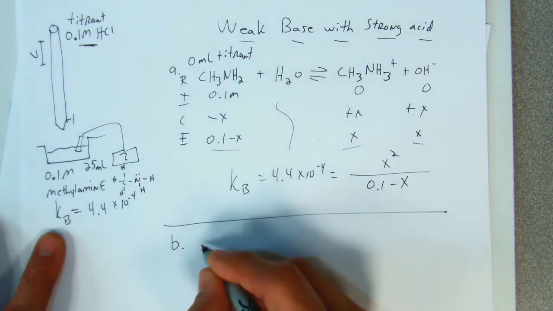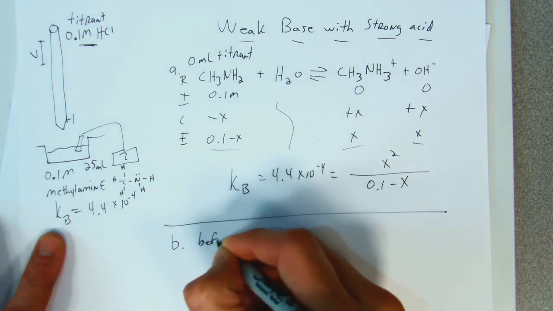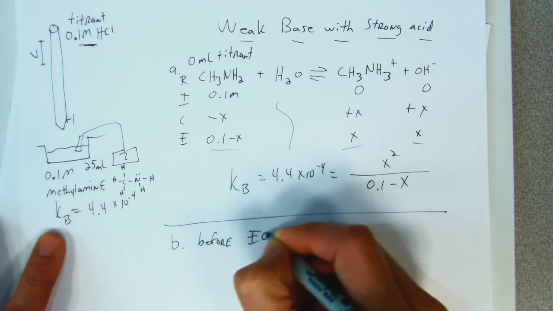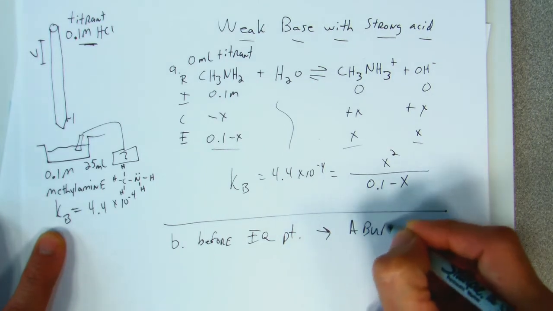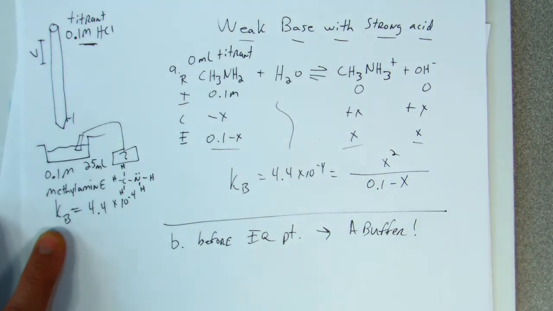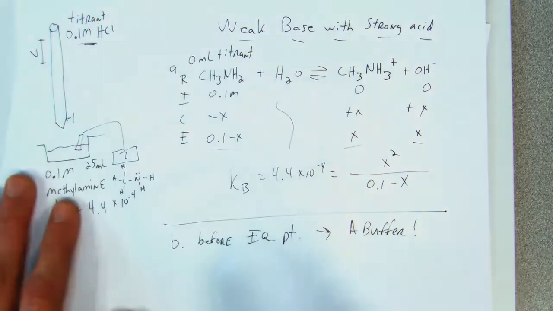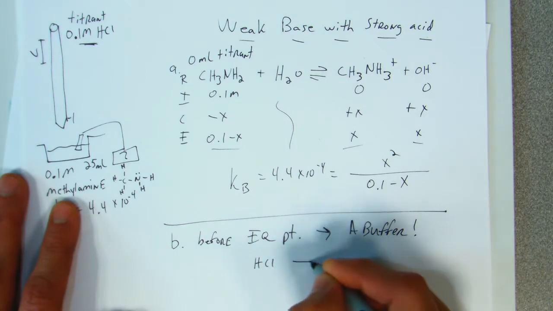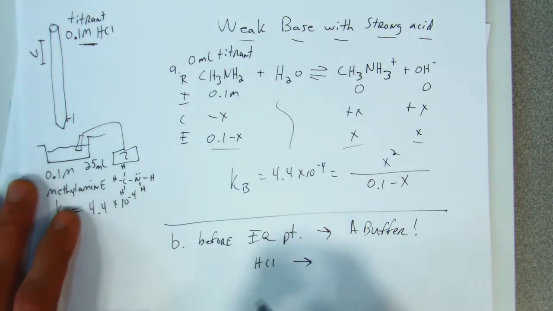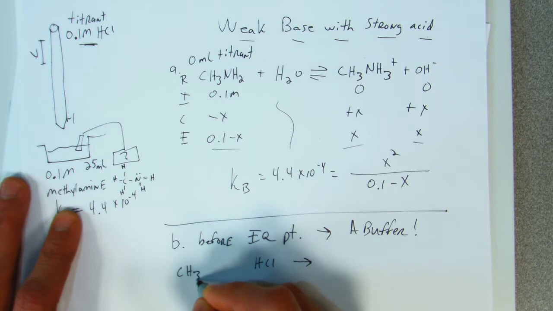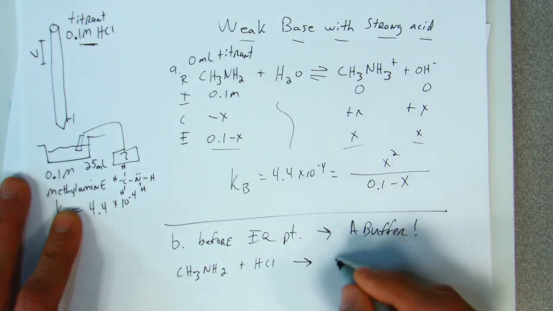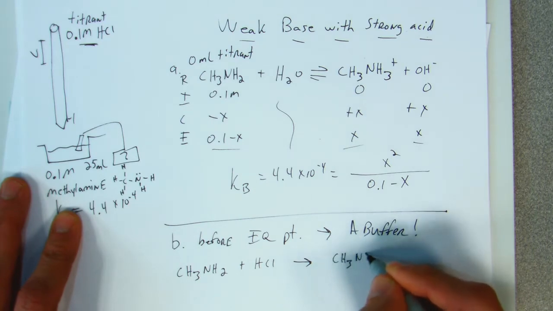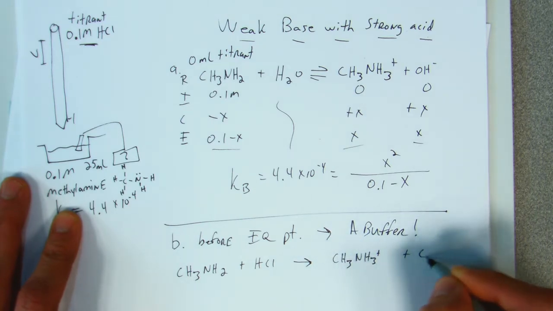Now, after some titrant has been drained, but before the equivalence point, we're going to have a buffer solution, just like we did for the weak acid case. Let's see if we can make sense of this. So if we drain just a few milliliters of the HCl into this receiving vessel, what's going to happen is the methylamine will react with the HCl to make the methyl ammonium ion and some chloride.